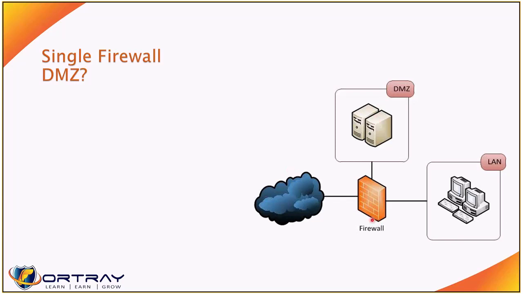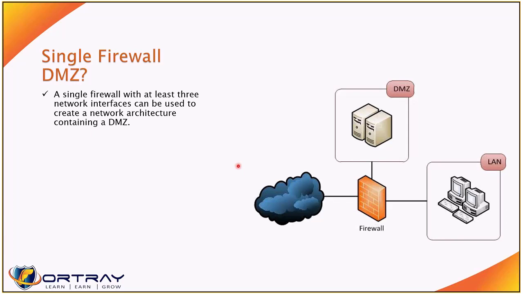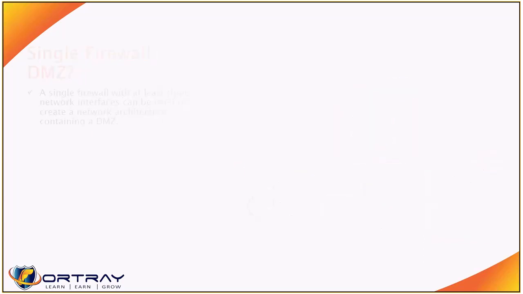Some companies create multiple DMZs, for example a web DMZ, a database DMZ, an application DMZ, and an internal DMZ, which allows internal users to talk to internal servers. For example, an Active Directory server can be placed here and not here, so people can access only that server directly. And they allow the traffic through the firewall. A single firewall with at least 3 network interfaces can be used to create a network architecture containing a DMZ. Okay, so that is one solution.